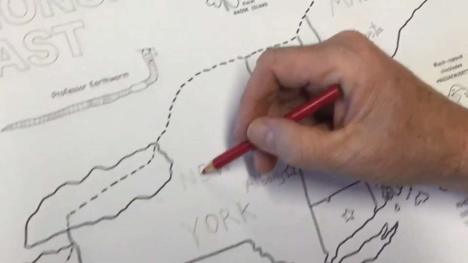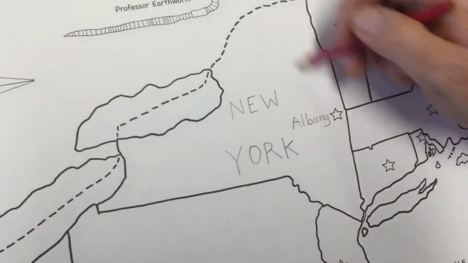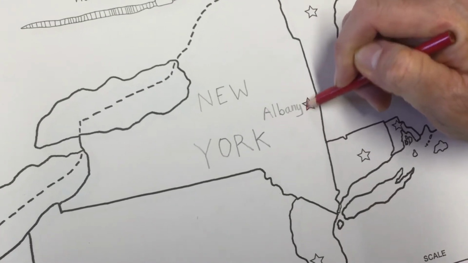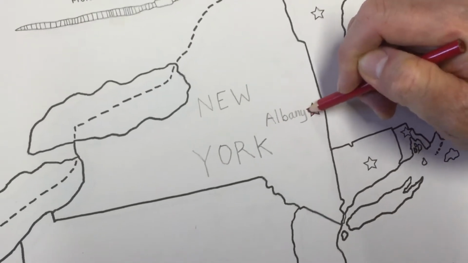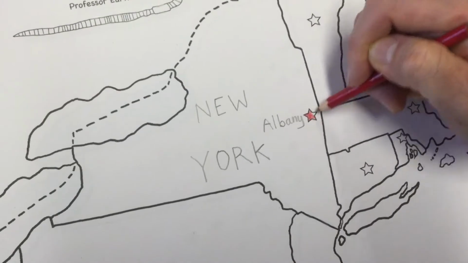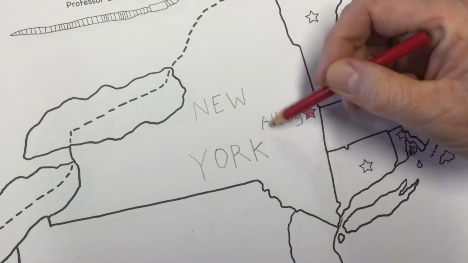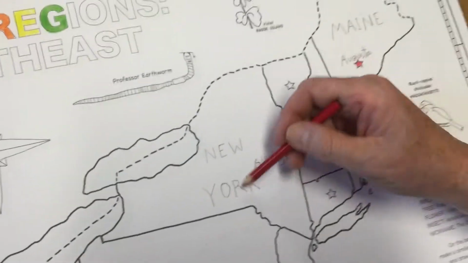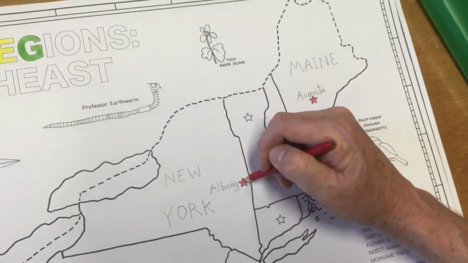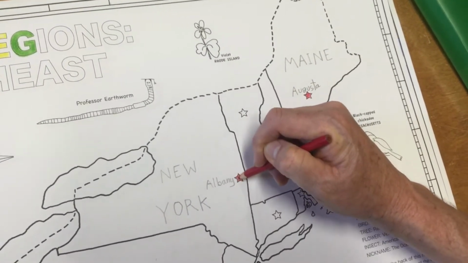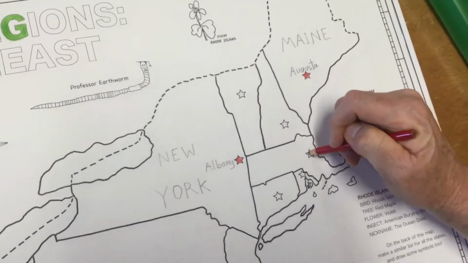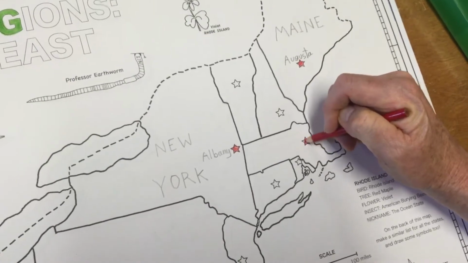You can see I've also labeled New York. That was an easy state, such a big state in the Northeast. It was easy to label that state, and pretty easy to label the capital of Albany. So we have Maine and Augusta, New York and Albany. Okay. And I could color in some of these other stars too.